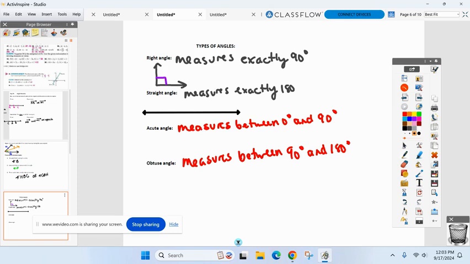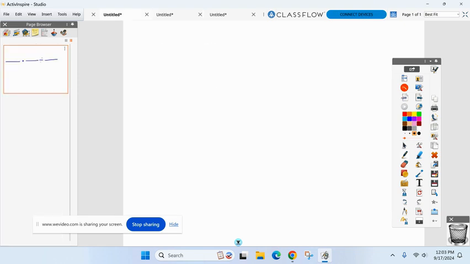Before I go to the next piece, I want to do a quick review with you. Go ahead and copy that down. I'm going to tell you those line segments are congruent. If those line segments are congruent, what does the word congruent mean to you?